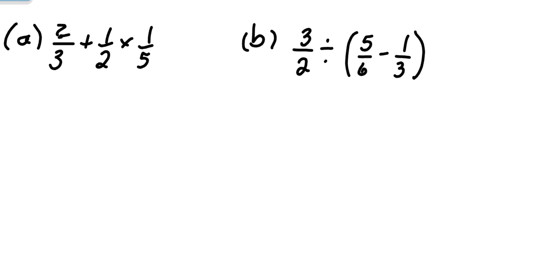So again, a really common mistake with order of operations, if we look at this first example, would be just to work from left to right. So to add first and then multiply second. So be very careful with that.